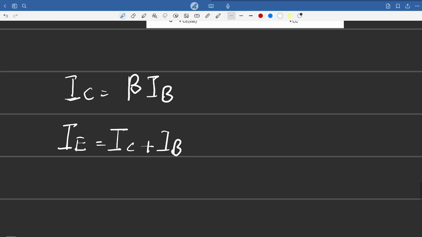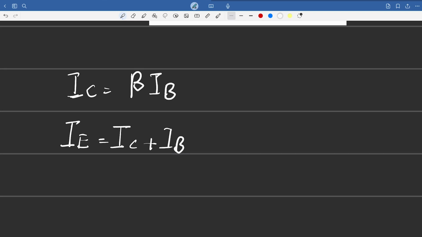So this is what the collector current is going to be. And you can also put the value of IC as beta IB to get the formula IE equals IB times (beta plus 1). So this is another formula that you can use. These are some formulas that you should know when it comes to an NPN transistor, to have a better idea of it.